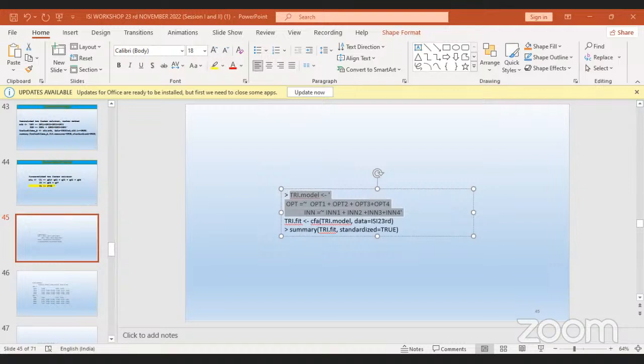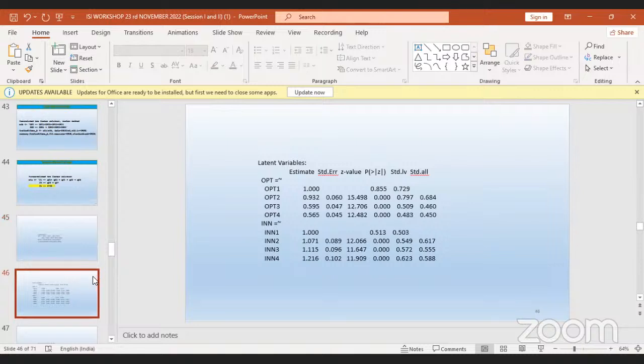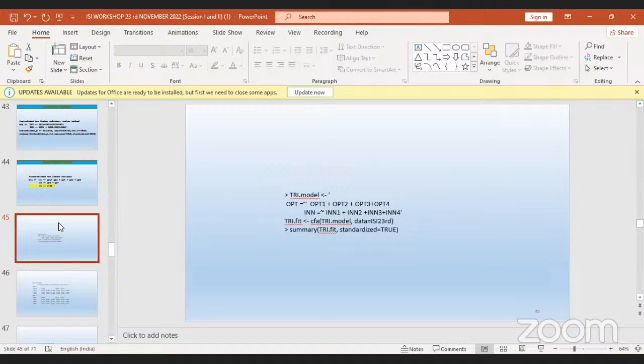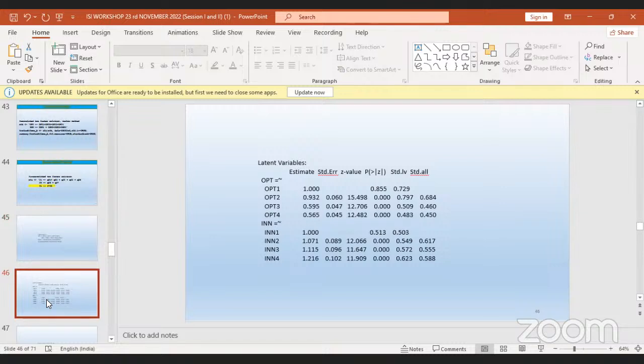Now, for the fit, you can give this command to see the fit and summary of the fit. And we will get the estimates like this. So this is the command, and thereafter the result is this. As we have gone through the marker method, the first factor is getting the loading of 1 and other factors are getting different loadings. Now all factors are statistically significant.